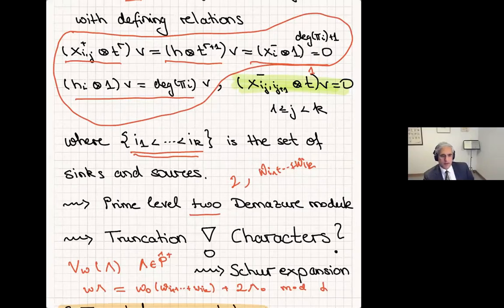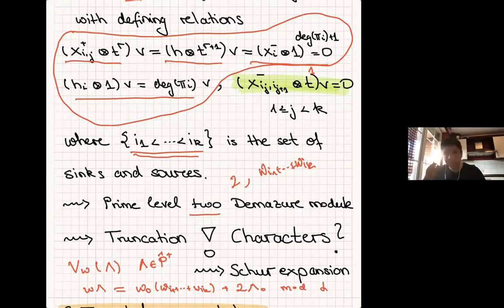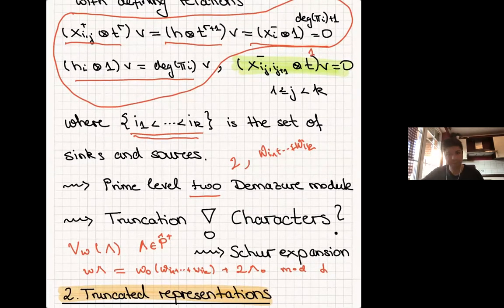Okay, I understand. Thank you. Thank you. Okay, so this is the connection. Maybe, as I said, it's a good point to stop for the question part, because after that I want to talk about truncated representations.